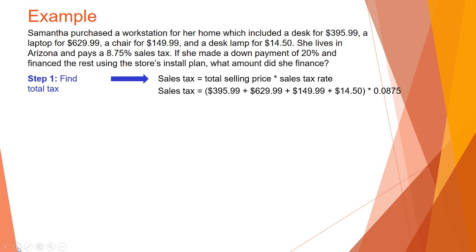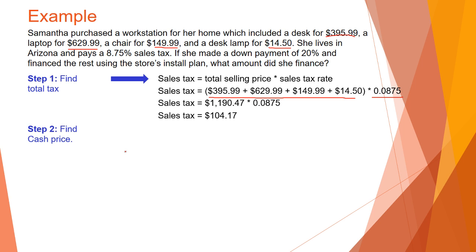Notice Samantha bought a few items: a desk, a laptop, a chair, and one last thing, a desk lamp. So we need to add all of those numbers together to find out how much she spent on these items, which is $1,190.47. Notice I converted the 8.75% into a decimal as well. So what we need to do is multiply those two numbers together, and we calculate that the sales tax is going to be $104.17.